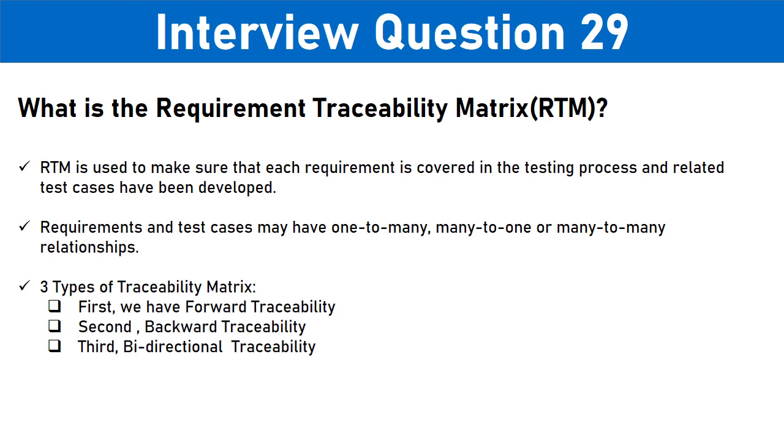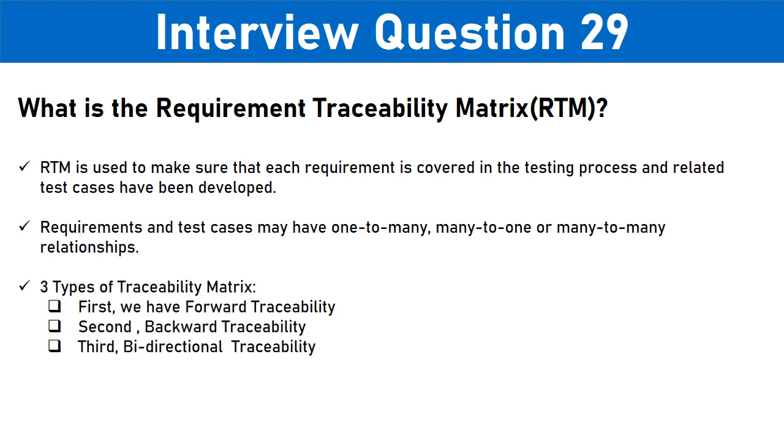Second, backward traceability. Backward traceability is also known as reverse traceability. In this type of matrix, test cases are mapped to requirements, as opposed to forward traceability where requirements are mapped to test cases. Third, bidirectional traceability.